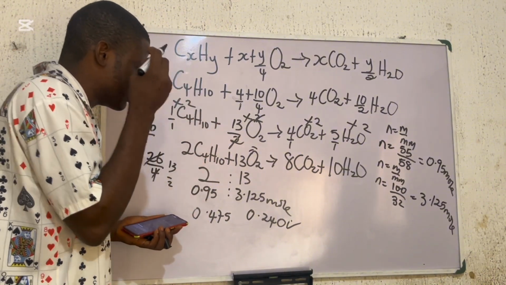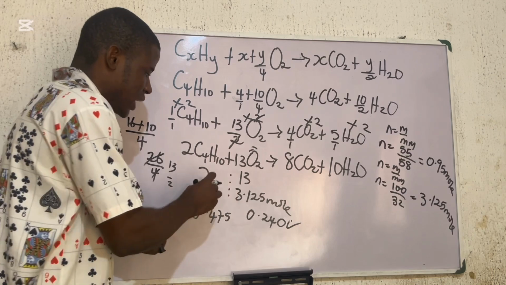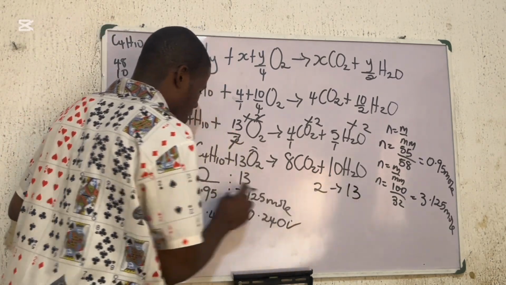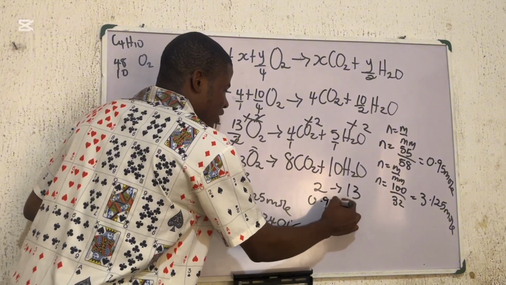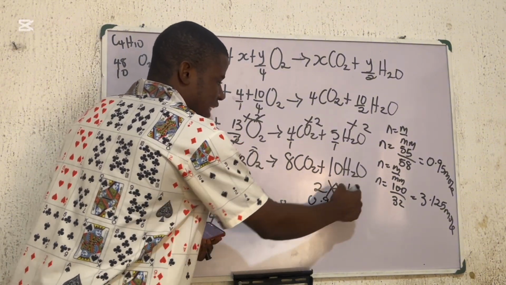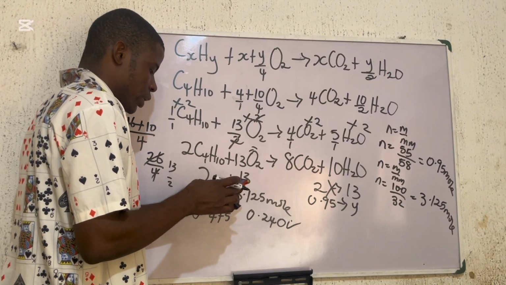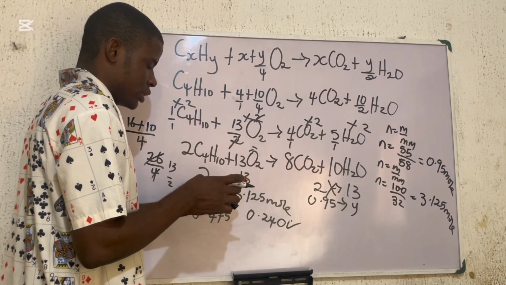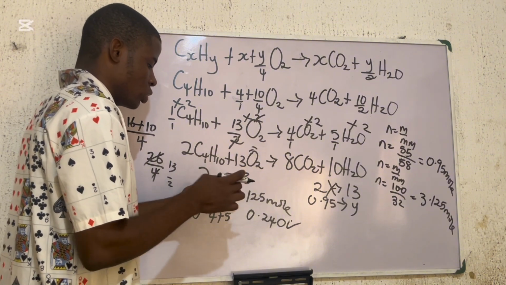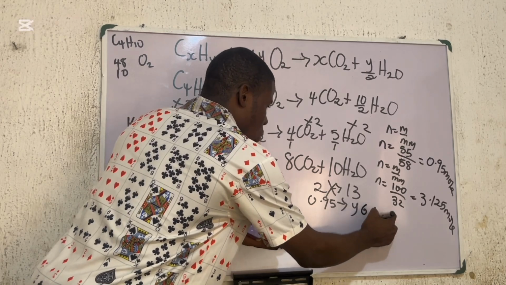Well, you can try and solve another way, if you want to know whether oxygen is the limiting reagent. Now ask yourself, if 2 reacts with 13, 0.95 is expected to react with what? Unknown. Now if you cross multiply, 0.95 times 13 divided by 2, we have 6.175.